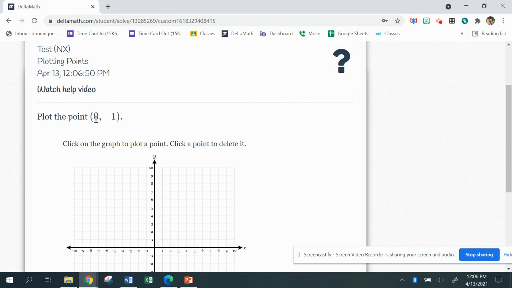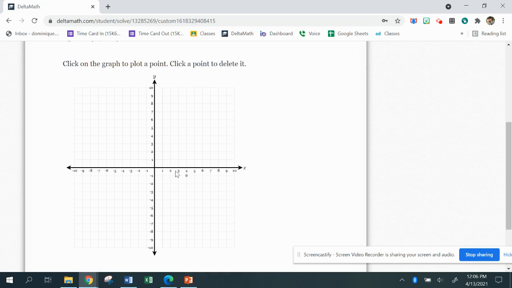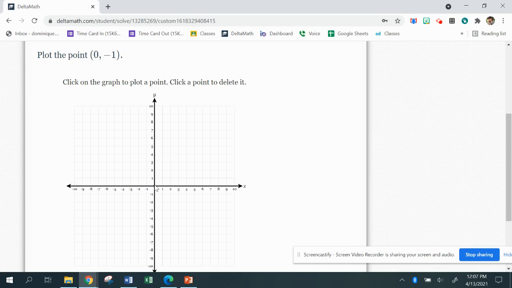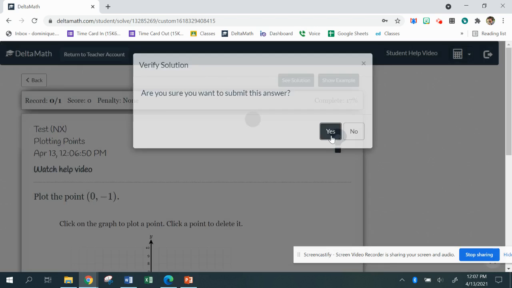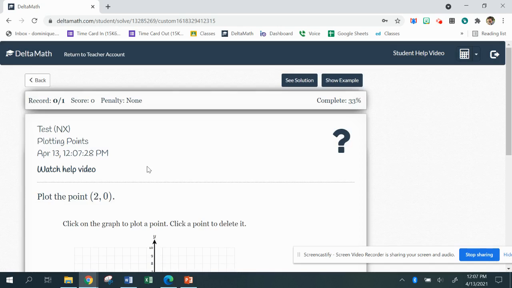Here we want to plot the point 0, -1. So let's start at the origin, where x is 0. We don't have to move left or right because the x value is 0. We're going to stay exactly where we are for our x values, in the middle. And then we're going to go down to where y is -1. Right there. So this is the point where our x value is 0, but our y value is -1. Submit that. Okay, let's do another one.